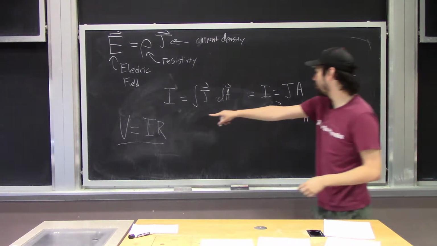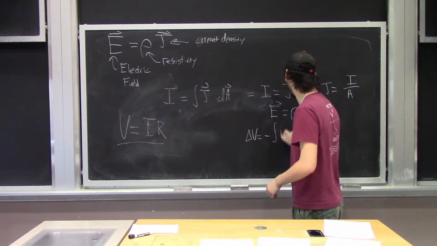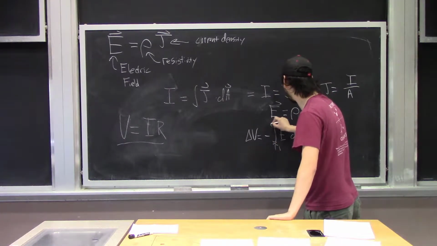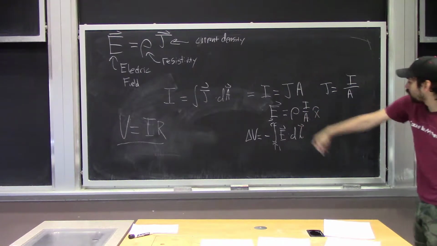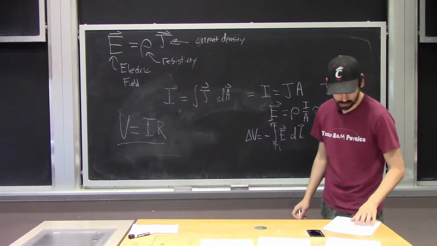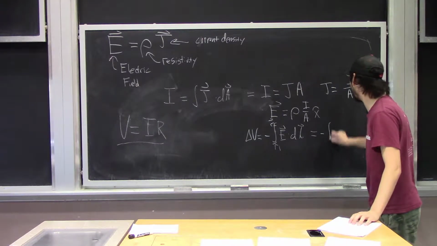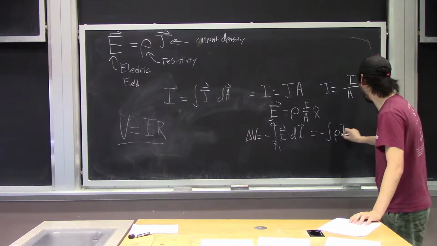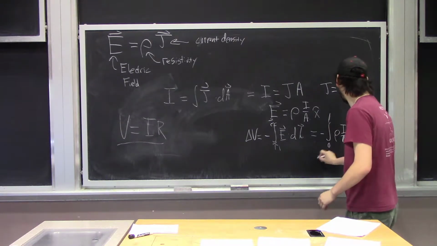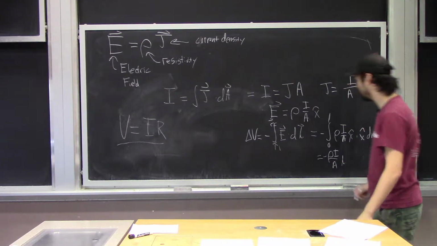And then, in order to find what the difference in electric potential is, I can say that delta V is going to be equal to the negative integral of E dot dl from some R1 to some R2. And just for this example, we'll say that this is going to go from 0 to L. We'll see explicitly why that's the case when we do our actual example here. So this is going to be equal to the negative integral of rho I divided by A x hat dot x hat dx from 0 to L. And so this is going to give us rho I divided by A times L with a negative sign.